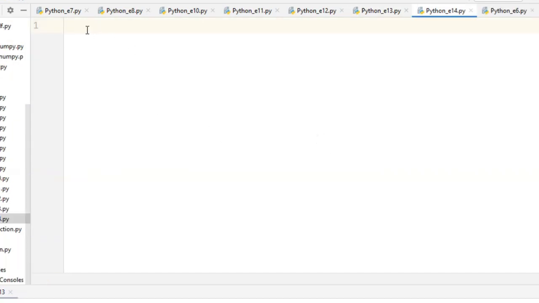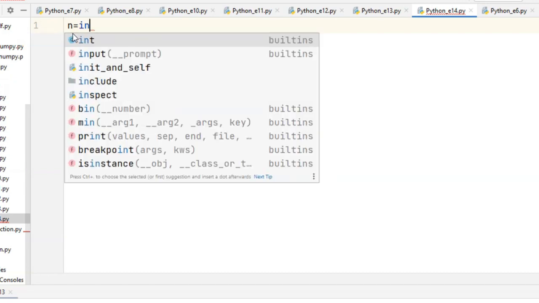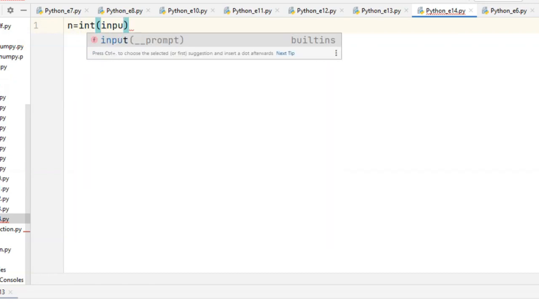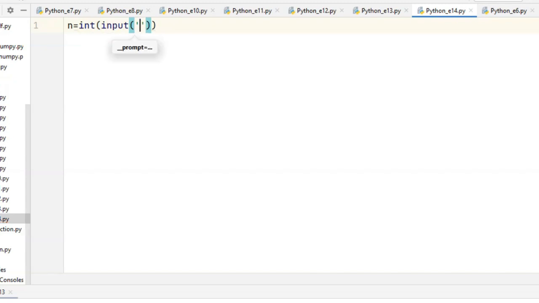First, I make the program accept a number from the keyboard, using input and enter.